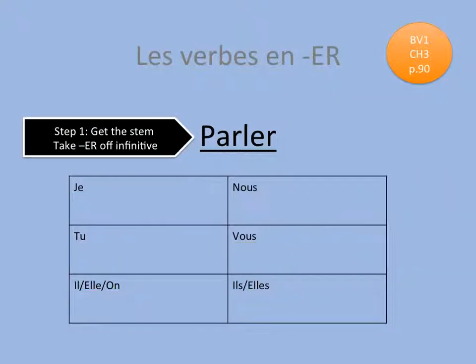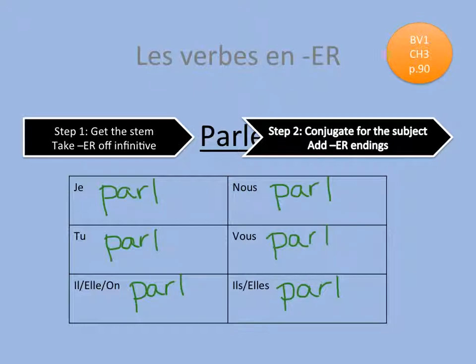Step 1 of conjugating a regular ER verb is you need to get the stem. The stem of the verb, just like a flower stem, is the base. It's something that you add onto, just like you add a flower onto. So, to get the stem of parler, I take off the ER. I went ahead and wrote all of my stems in my boxes because I need to add on to them. But the stems are all the same for all the subjects.